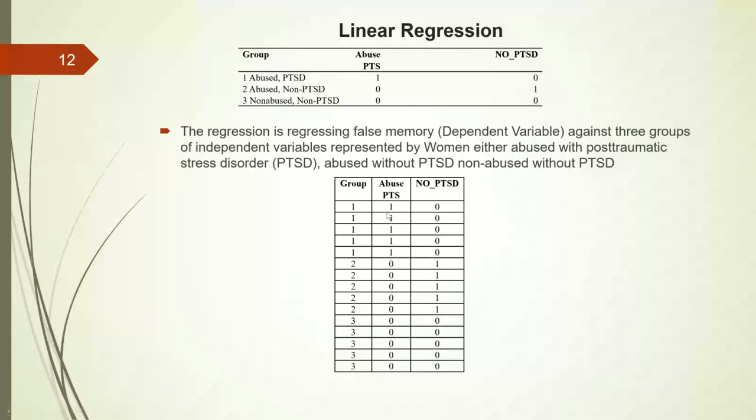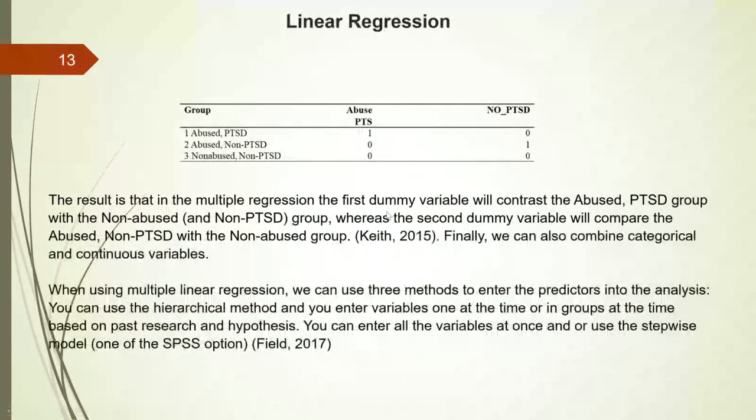And then in the first one, let's look at the next one, because it says the results as in the multiple regression, the first dummy variable will contrast the abuse PTSD with the non-abuse and non-PTS group represented by 0. And the second dummy variable will compare the abuse non-PTS represented by 1 with the non-abuse group. And that's how we do linear regression with categorical variables.